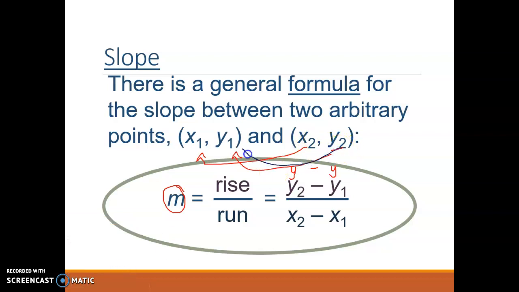Don't switch directions and take y2 minus y1 and then do x1 minus x2. It won't work. So make sure you follow those red arrows there. Go from right to left.